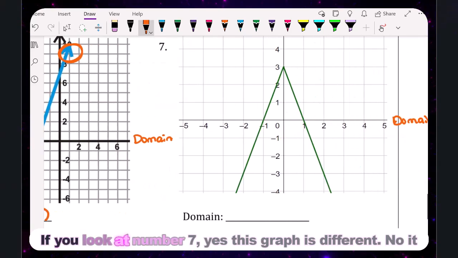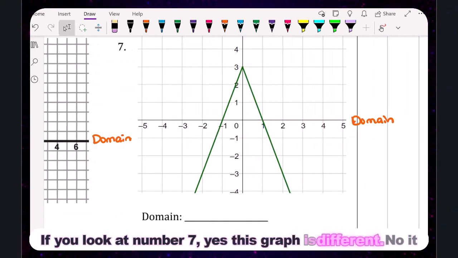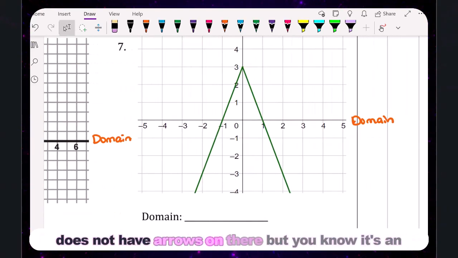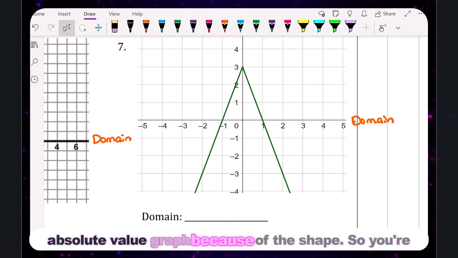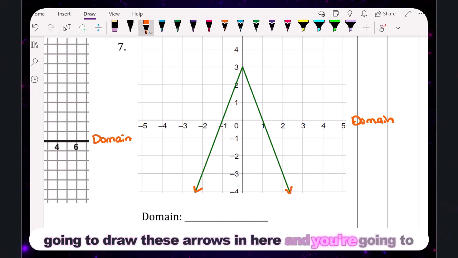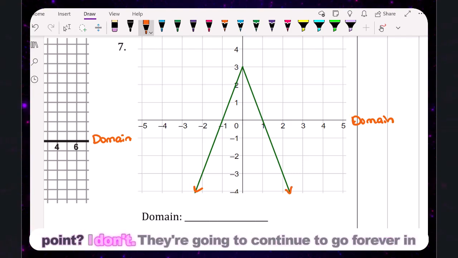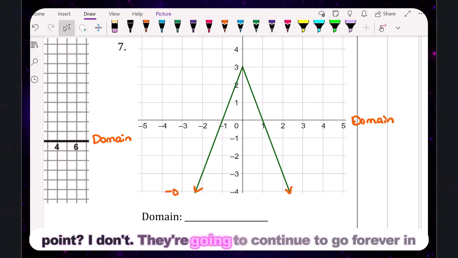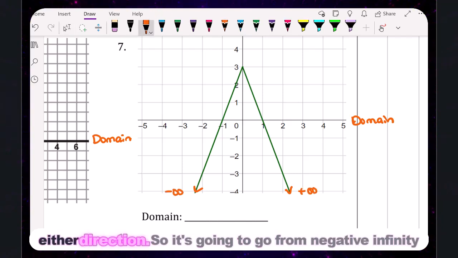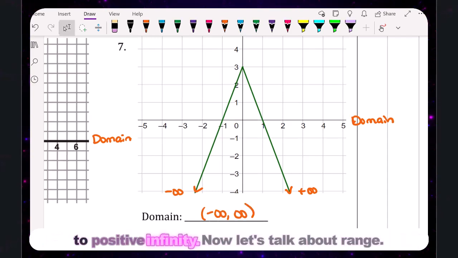If you look at number 7, yes, this graph is different. No, it does not have arrows on there, but you know it's an absolute value graph because of the shape. So you're going to draw these arrows in here, and you're going to think, do I have a leftmost point? Do I have a rightmost point? I don't. They're going to continue to go forever in either direction. So it's going to go from negative infinity to positive infinity.